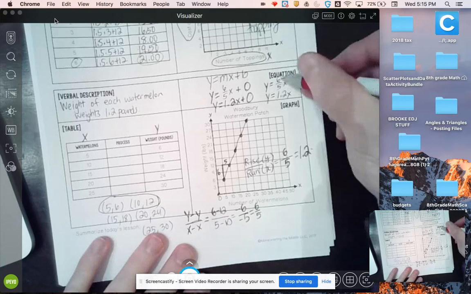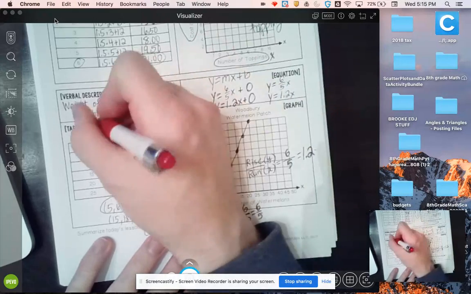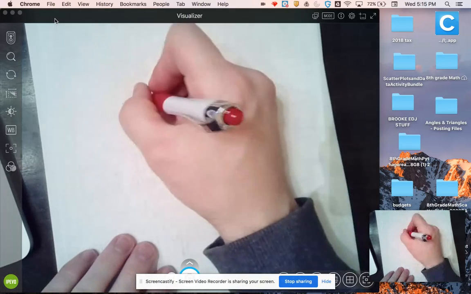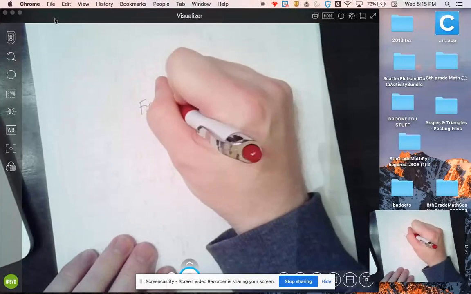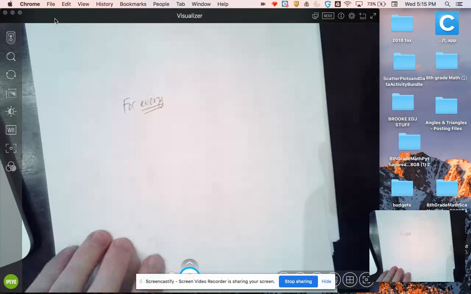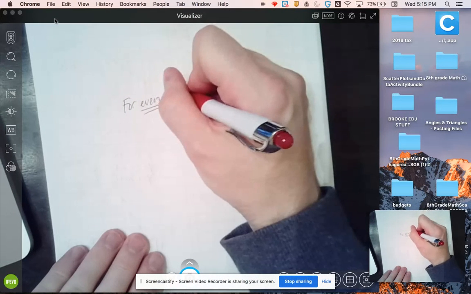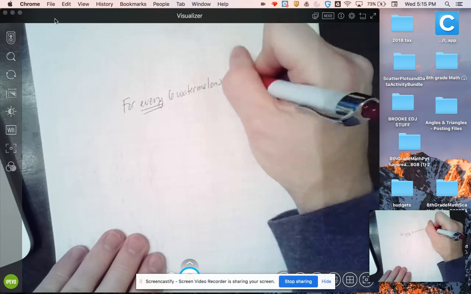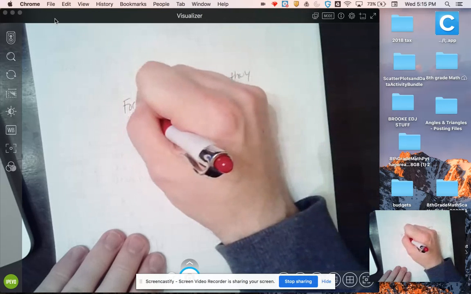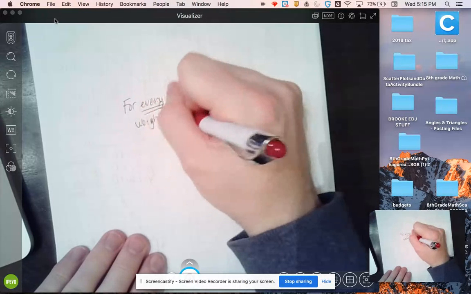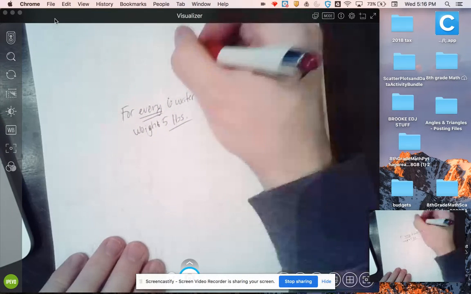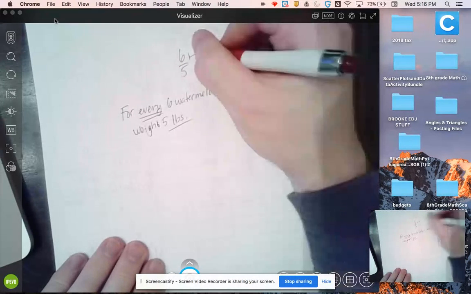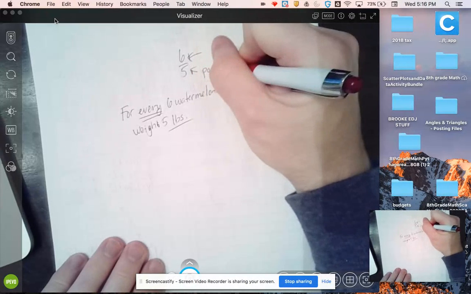If you want to get technical and use the 6/5, you could say also this. This would be another one. I'm going to put it right here, okay? So I could get technical and say, for every, there's the word every again, it's going to tell me my slope. For every 6 watermelons, they weigh 5 pounds. For every 6 watermelons, you're going to weigh 5 pounds.